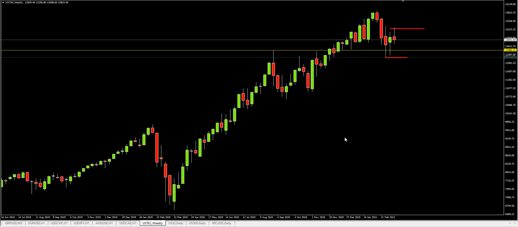Now, just to warn you guys before I start, this does get quite technical, but I think it's important for you to know what the market's doing and why it's doing what it is doing. So I'm going to start with the NASDAQ. This is a weekly chart on the NASDAQ.